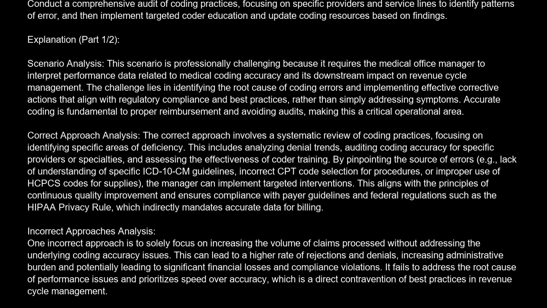Incorrect approaches analysis. One incorrect approach is to solely focus on increasing the volume of claims processed without addressing the underlying coding accuracy issues. This can lead to a higher rate of rejections and denials, increasing administrative burden, and potentially leading to significant financial losses and compliance violations. It fails to address the root cause of performance issues and prioritizes speed over accuracy, which is a direct contravention of best practices in revenue cycle management.